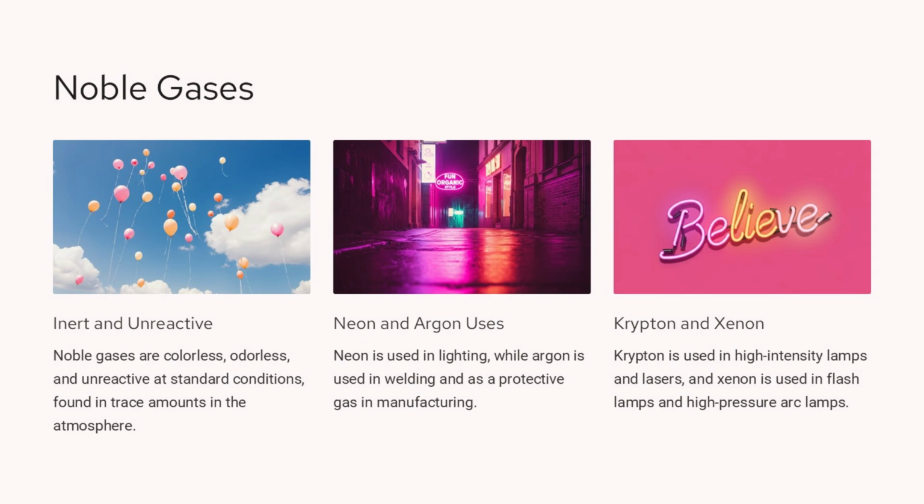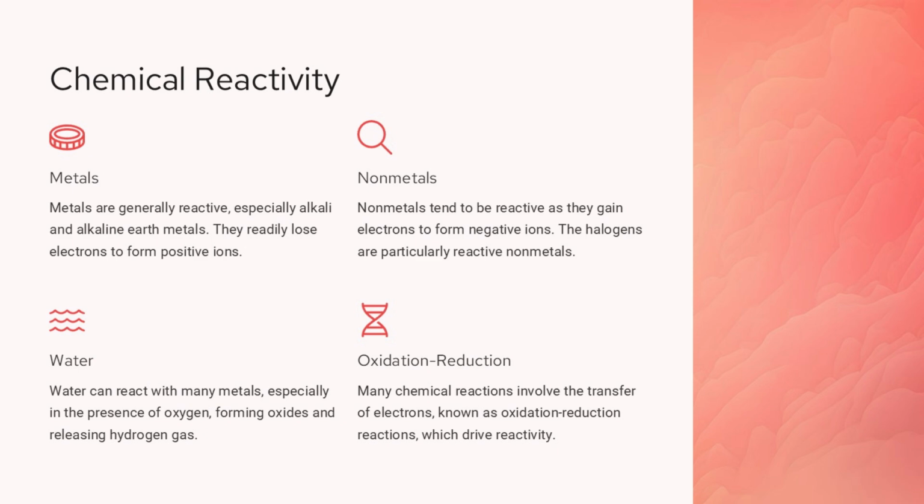Neon is commonly used in lighting, such as in neon signs, due to its bright red-orange glow when electrically excited. Argon is used in welding and as a protective gas in manufacturing processes to prevent oxidation. Krypton is used in high-intensity lamps and lasers, where its unique properties make it useful for specialized lighting applications. Xenon is used in flash lamps and high-pressure arc lamps, taking advantage of its ability to emit intense light when electrically stimulated.